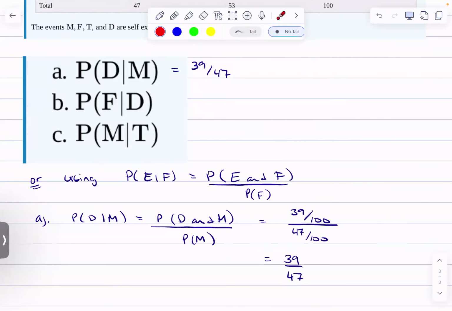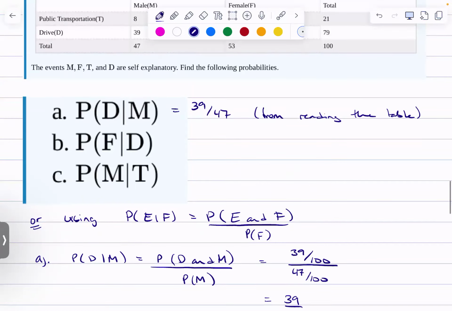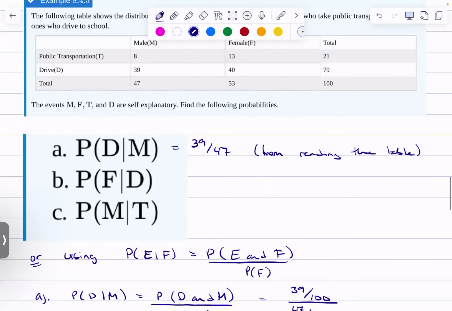In this case, I find that just looking at the table and letting the table guide you and restricting the total from the table is a lot easier. And so this is from reading the table. Whichever way you want to do it, fine by me. I don't have a preference. I'll show you both so you can decide. But if you have a table, I think it's easier to just read the table. Sometimes I'm mean and I don't give you a table though.